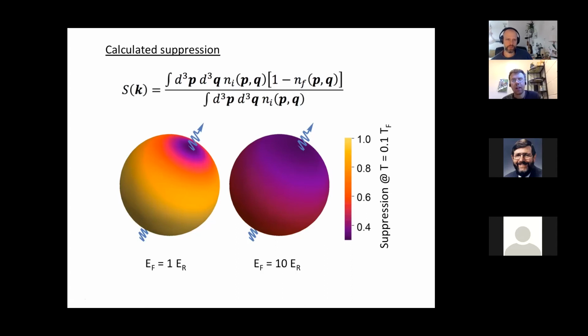We can calculate it. I've plotted two scenarios. The left corresponds to our parameter set, with Fermi energy and recoil energy being pretty similar. And then you see, as we shine in a photon along the given direction, depending on the effective momentum transfer, the emission is more suppressed. Like in the forward direction, the net momentum transfer is almost 0. So there is strong suppression, as we end up within the Fermi sea.